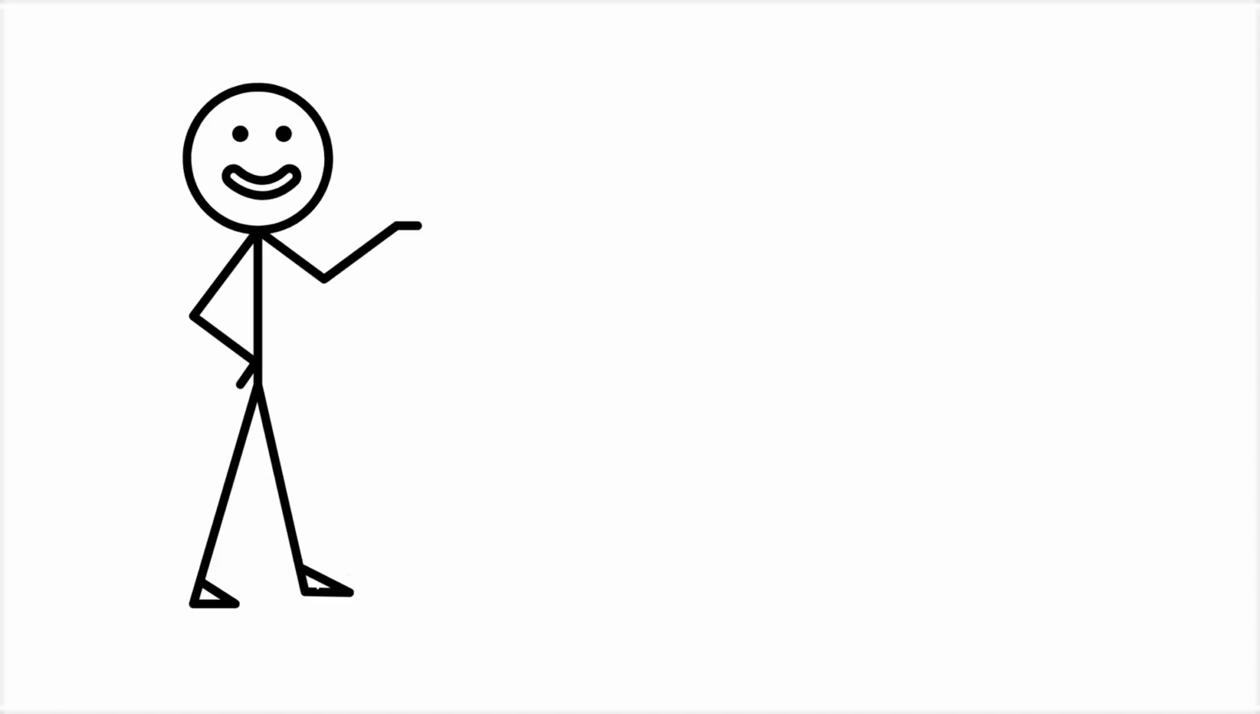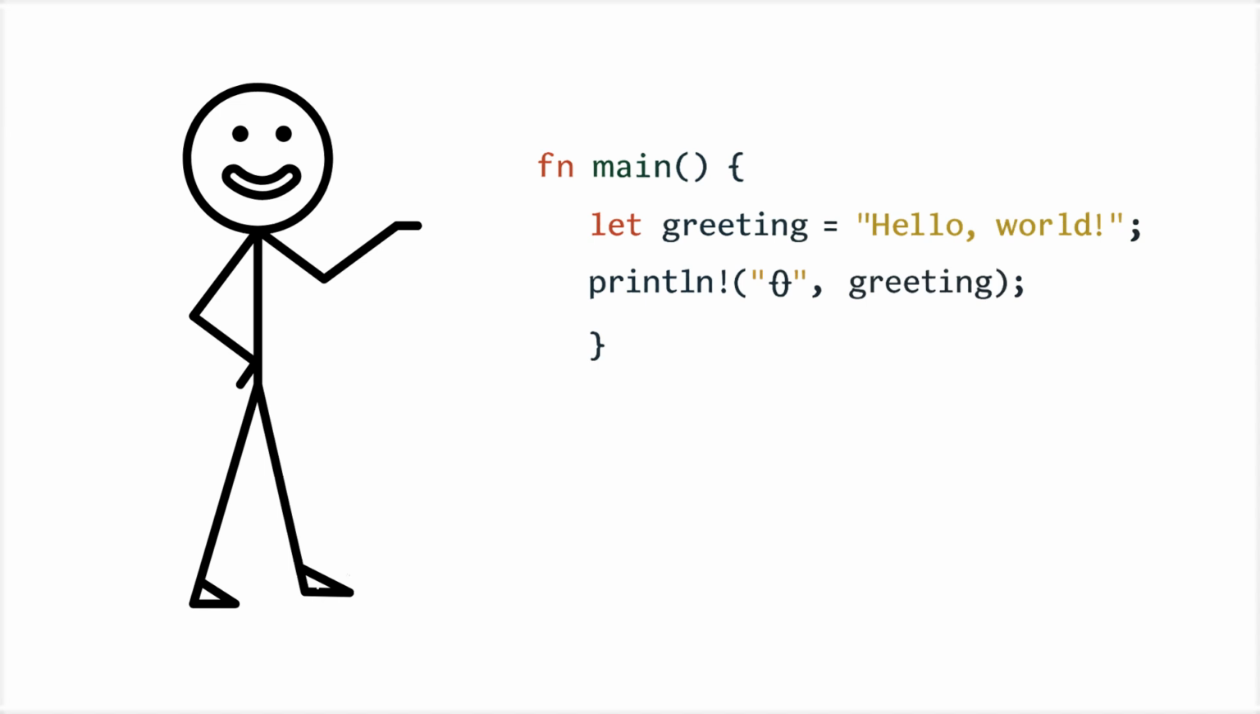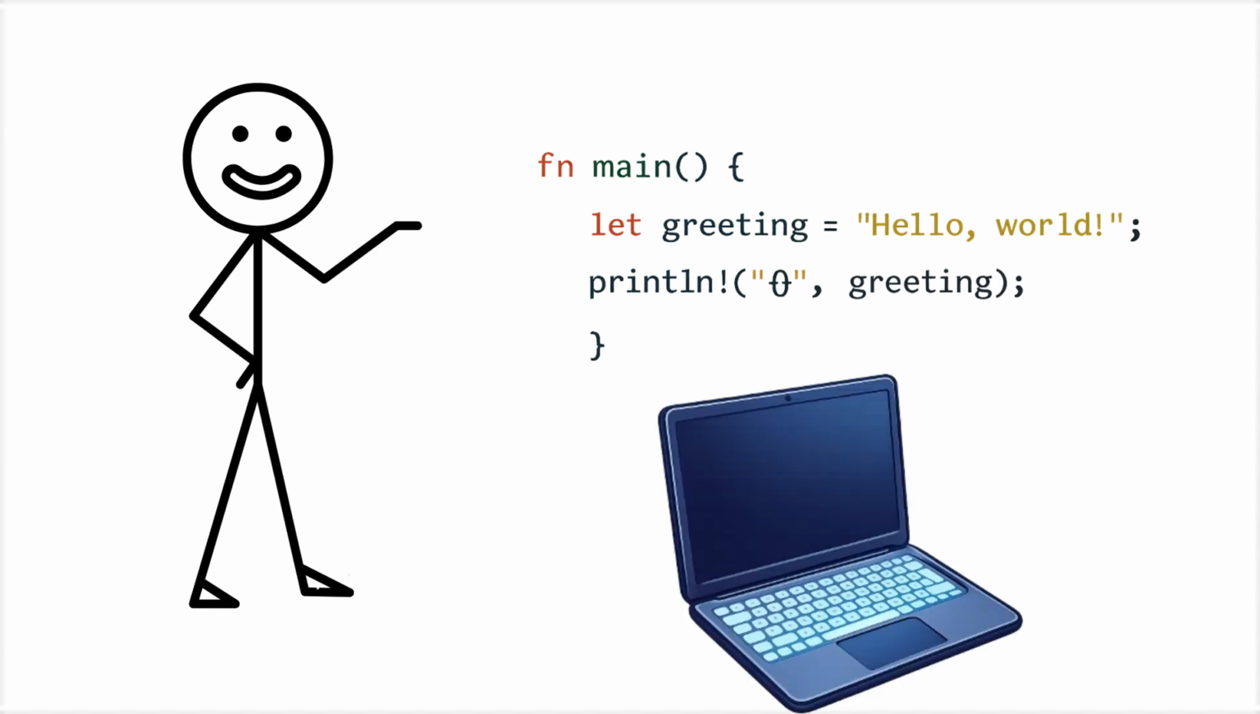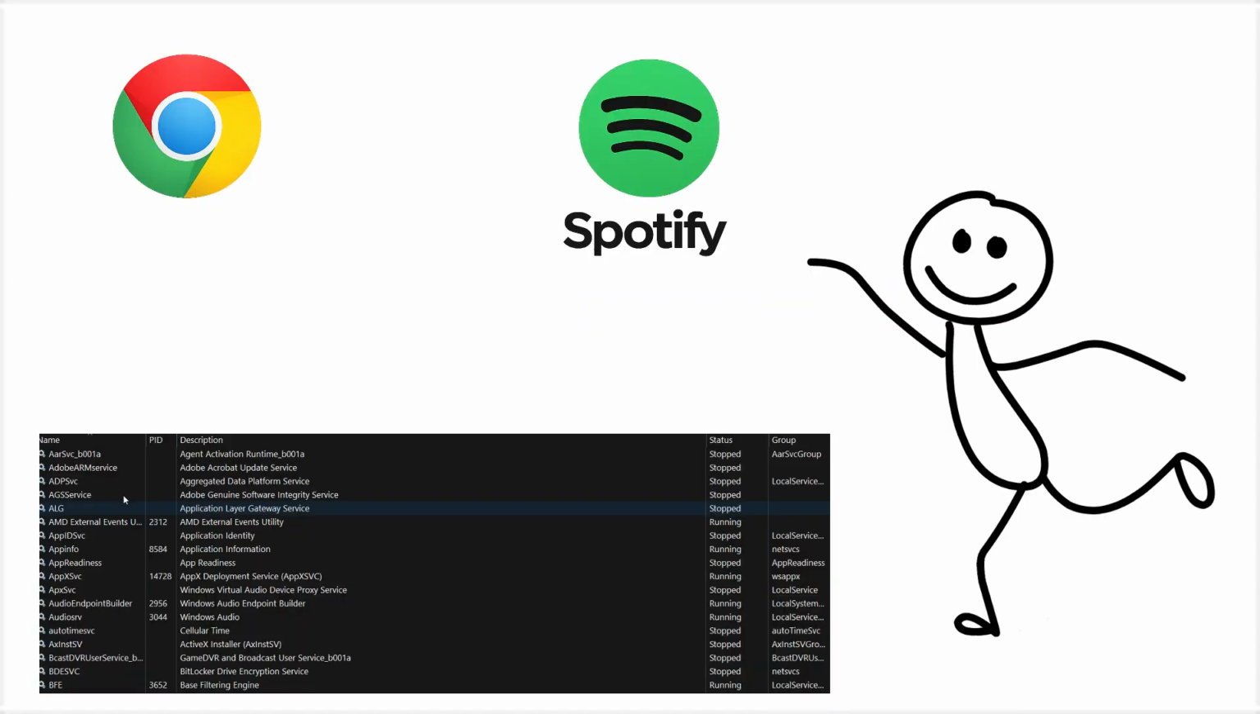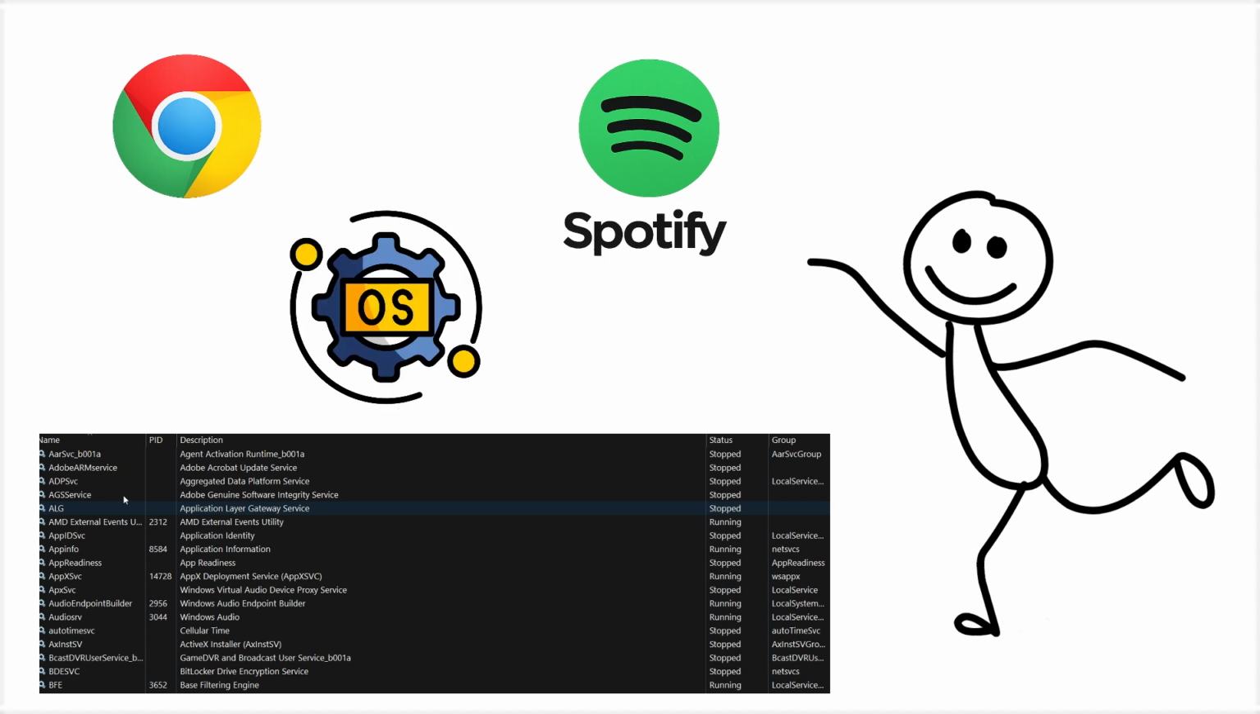By the way, your program is usually not running alone. Modern computers run many programs at the same time. Your music player, browser, system services, and background apps are all active. The operating system rapidly switches the CPU's attention between them.